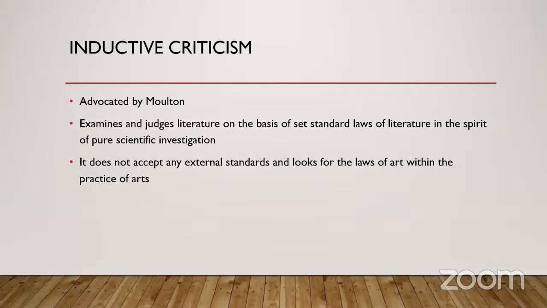So it should be judged based on these standard laws of literature. It does not apply any external standards or look for the laws of art within the practice of arts. So according to inductive criticism, they should follow the given laws and they should not focus on any other external standards. They should not focus on any other laws that are said in the practice of arts. It should be the laws of literature already given out. It is a scientific investigative process. So the critic should examine and judge a literature based on these set laws. Understood? Is it clear?